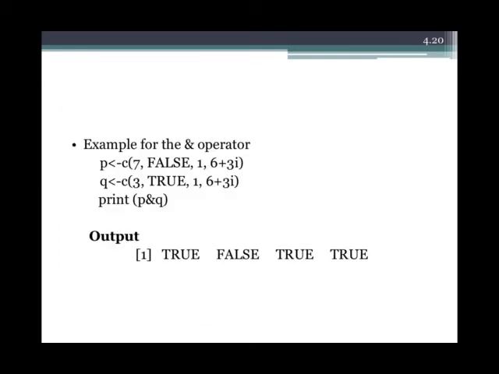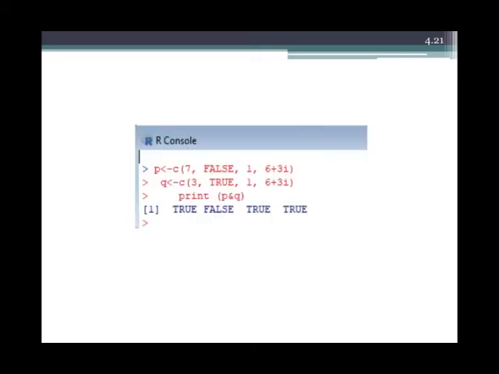So here we have an example of vectors being P and Q, and we are printing P ampersand Q. 7 and 3 are true, so the outcome is true. False and true, the outcome is false, because they are talking about an AND operator. 1 and 1, both are true, the outcome is true. Then the last two complex values, 6 plus 3i and 6 plus 3i are both above 1, so the resulting value is true. You can see the output from the R environment.